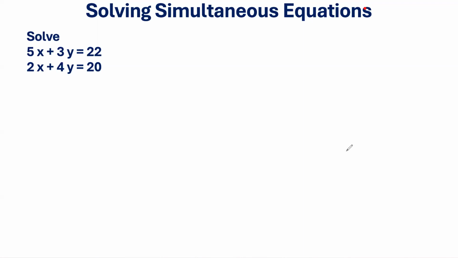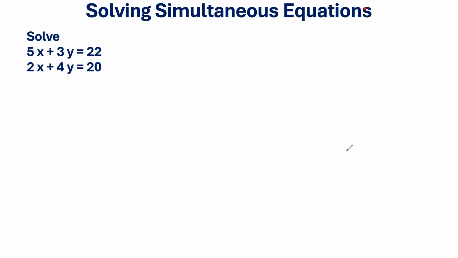In the elimination method, you have to delete x or you can delete y. X can be eliminated, or y can be eliminated. This is called the elimination method. You can solve by the substitution method also. So we are solving by the elimination method.